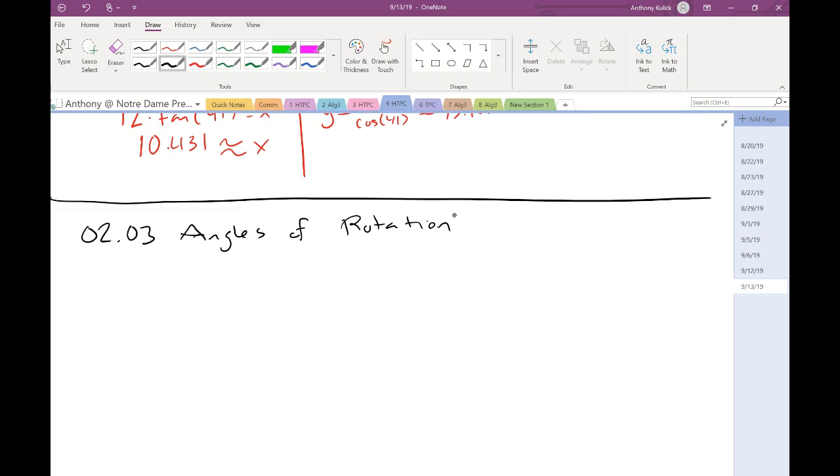But we're not going to focus on that type of trigonometry for very long because the goal of this class is to extend our definitions of sine, cosine, and tangent so we can use them in more than just right triangle situations. So the first thing that I want to talk about here in trying to extend our definition of sine, cosine, and tangent is this idea of an angle of rotation.